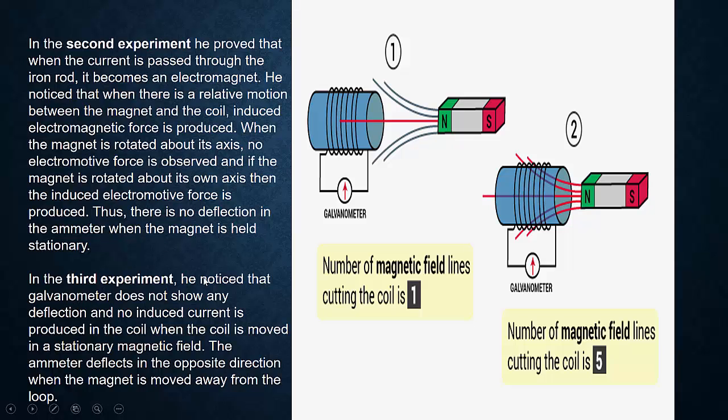In the third experiment, he noticed that the galvanometer does not show any deflection and no induced current is produced in the coil when the coil is moved in a stationary magnetic field. The ammeter deflects in the opposite direction when the magnet is moved away from the loop.